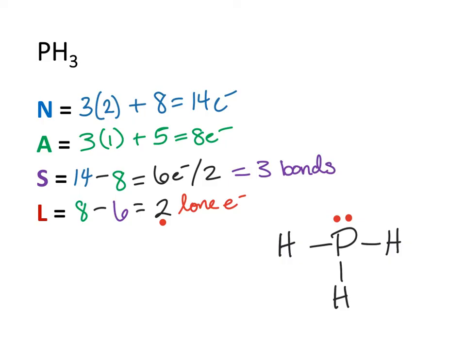Looking at my diagram, I can see that I have 2, 4, 6, 8 electrons shown in my picture. This matches my available electrons that I determined in my second step, so I know that this structure must be correct.